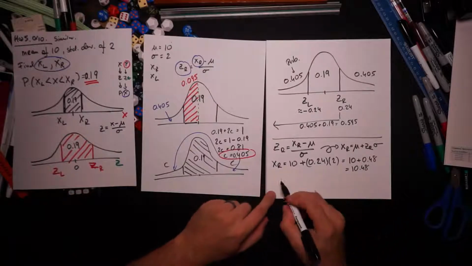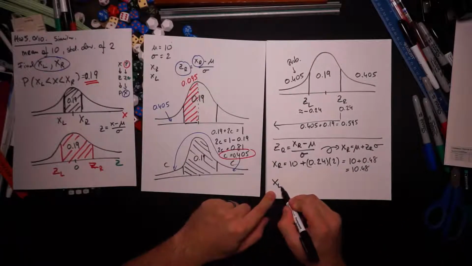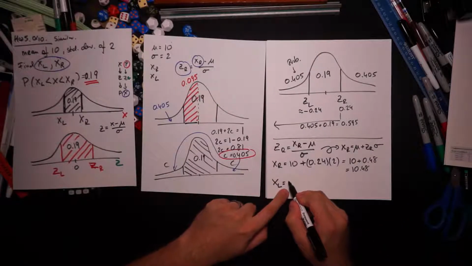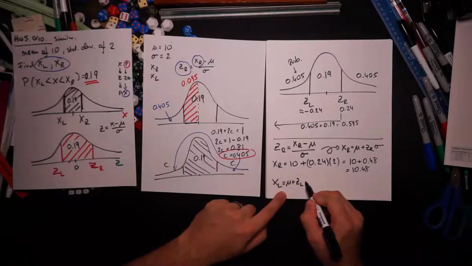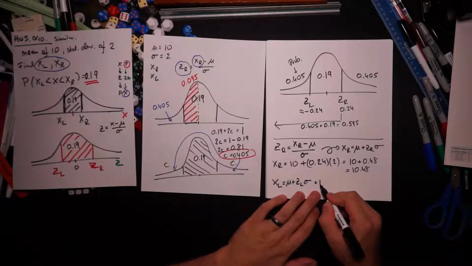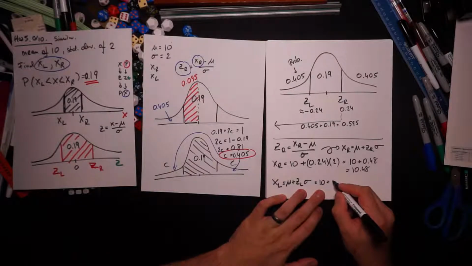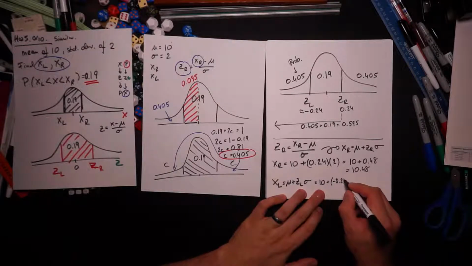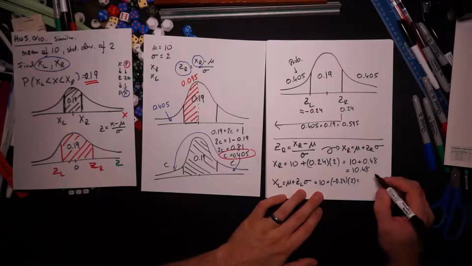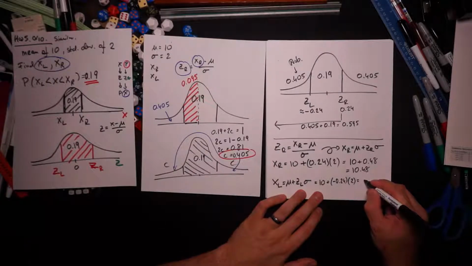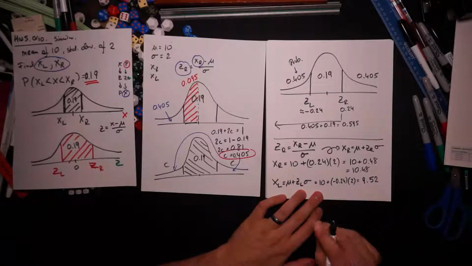That's our XR. Well, let's look at our XL. Our XL equals mu plus ZL sigma. So that's 10 plus negative 0.24 times 2, and that comes out to be, my math skills, 9.52.